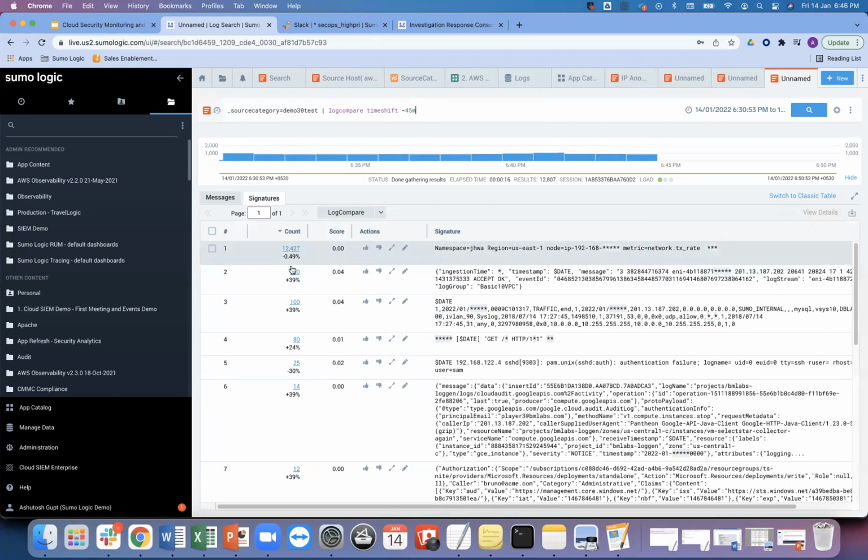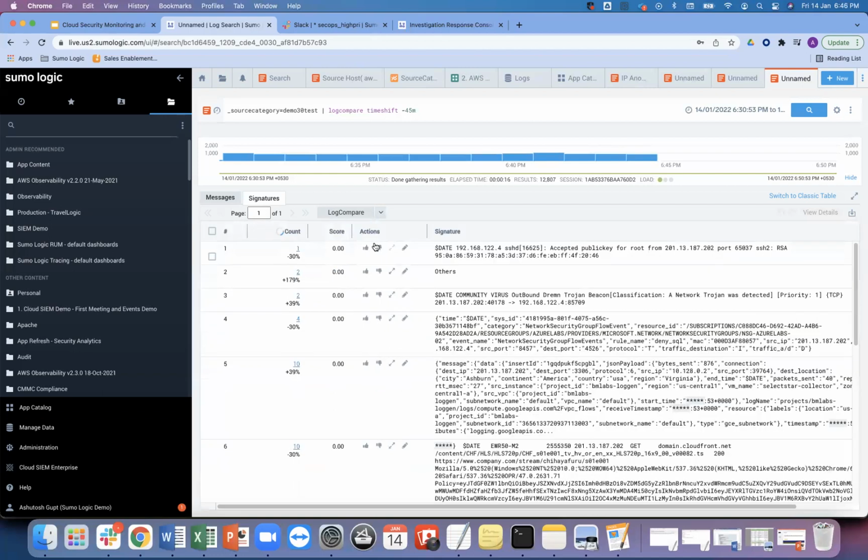Or if you see this, there's a reduction of this kind of message, comparing the last 45 minutes versus now. And there's a percentage change also. Again, similar to log reduce, I'm more interested to know what happened less number of times versus now.